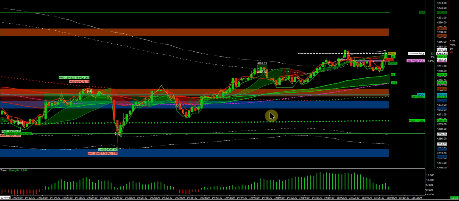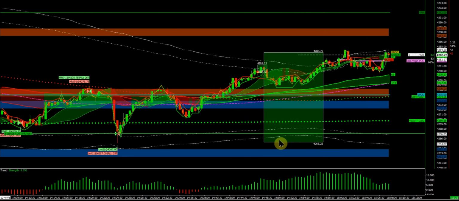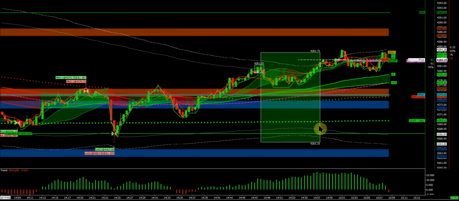Now, remember this pullback that I just showed you right in here? Here it is. This little pullback right here. See where there was a little bit of a mini squeeze right here? You see where these are coming down and go back up, coming up, go back down. There's a little bit of a squeeze going on right here. And I posted several of these pictures on Twitter to show you what that squeeze looked like and what likely direction everything was going to go.